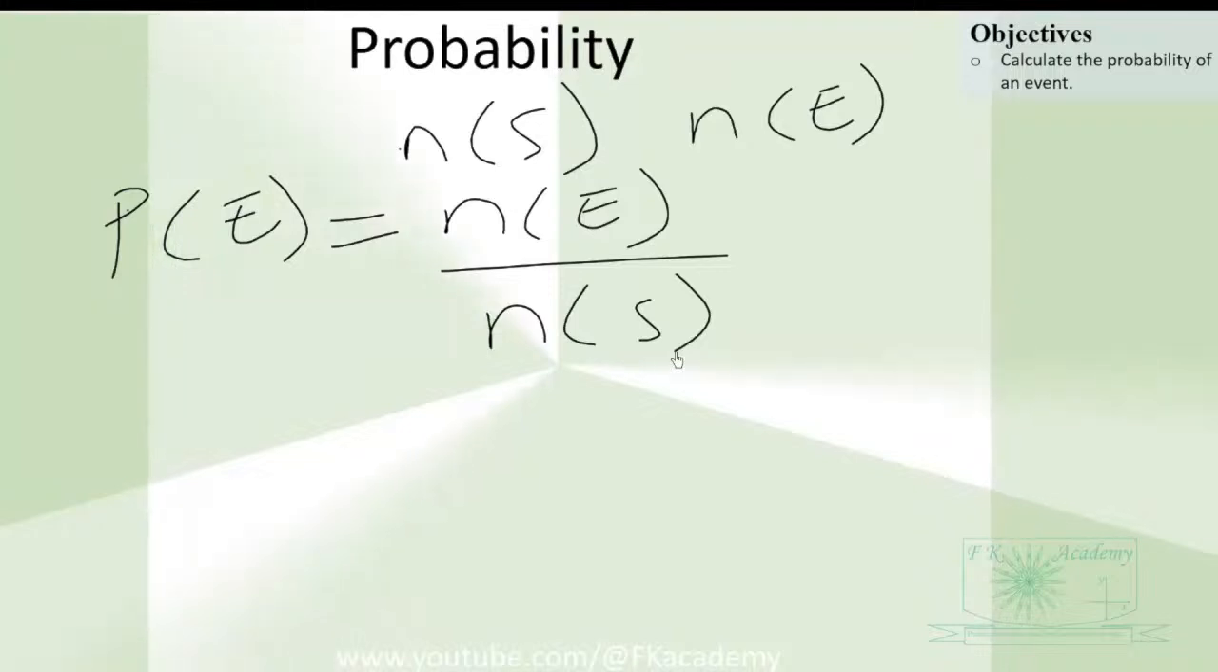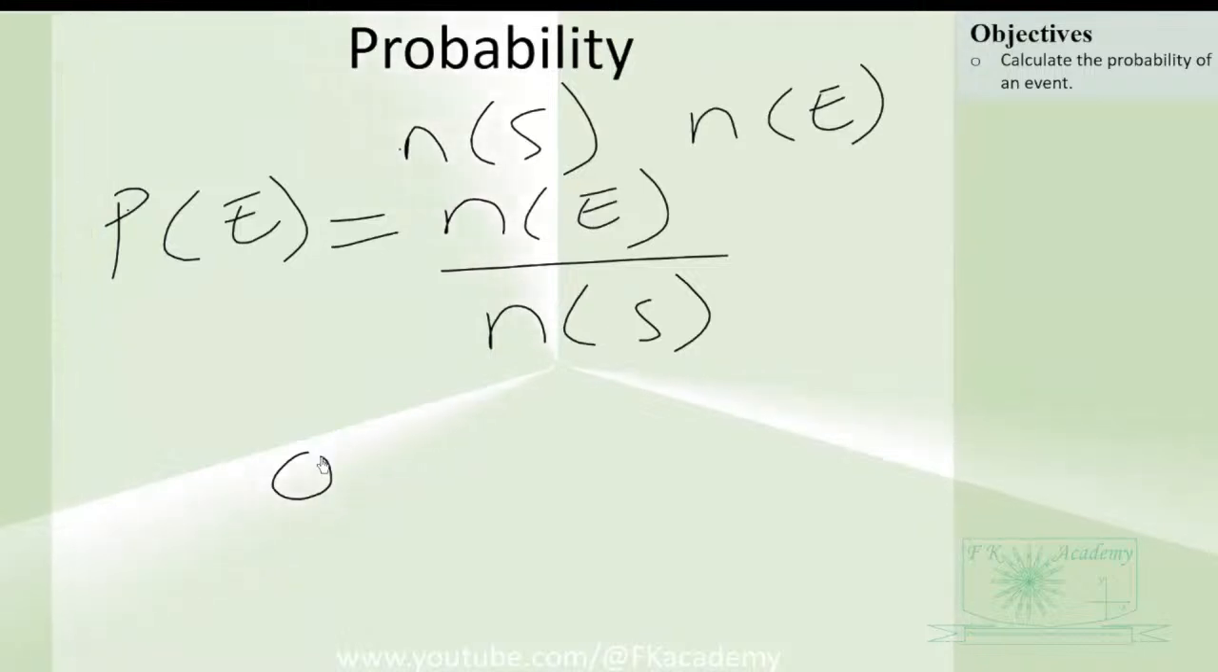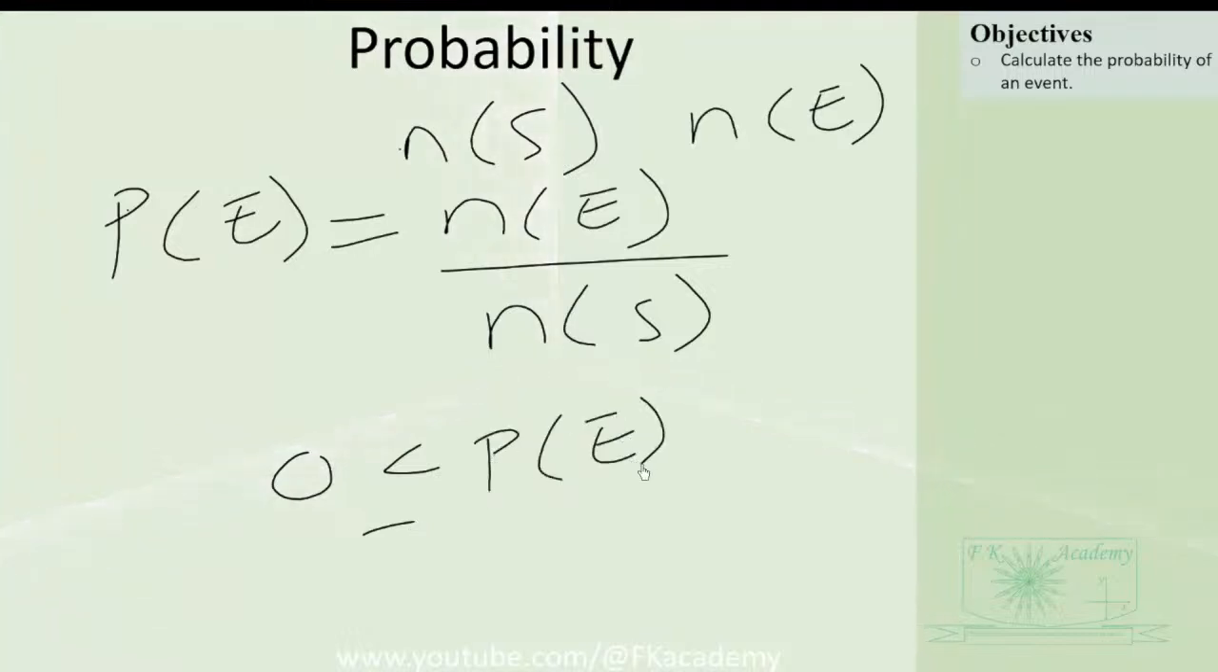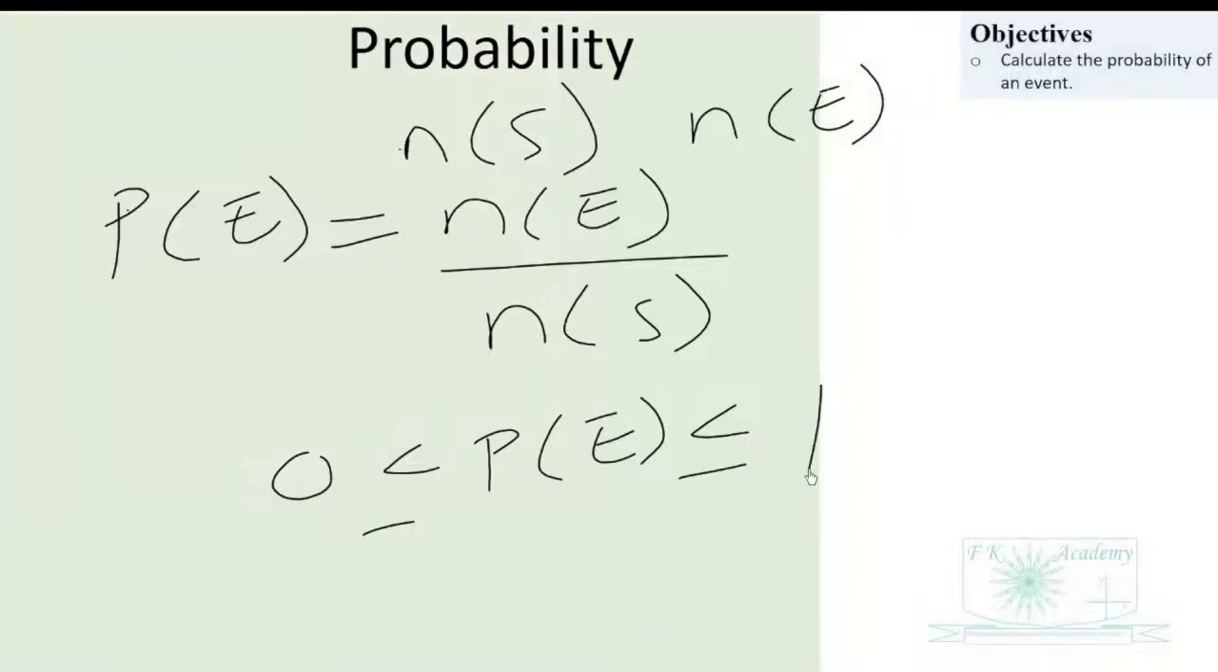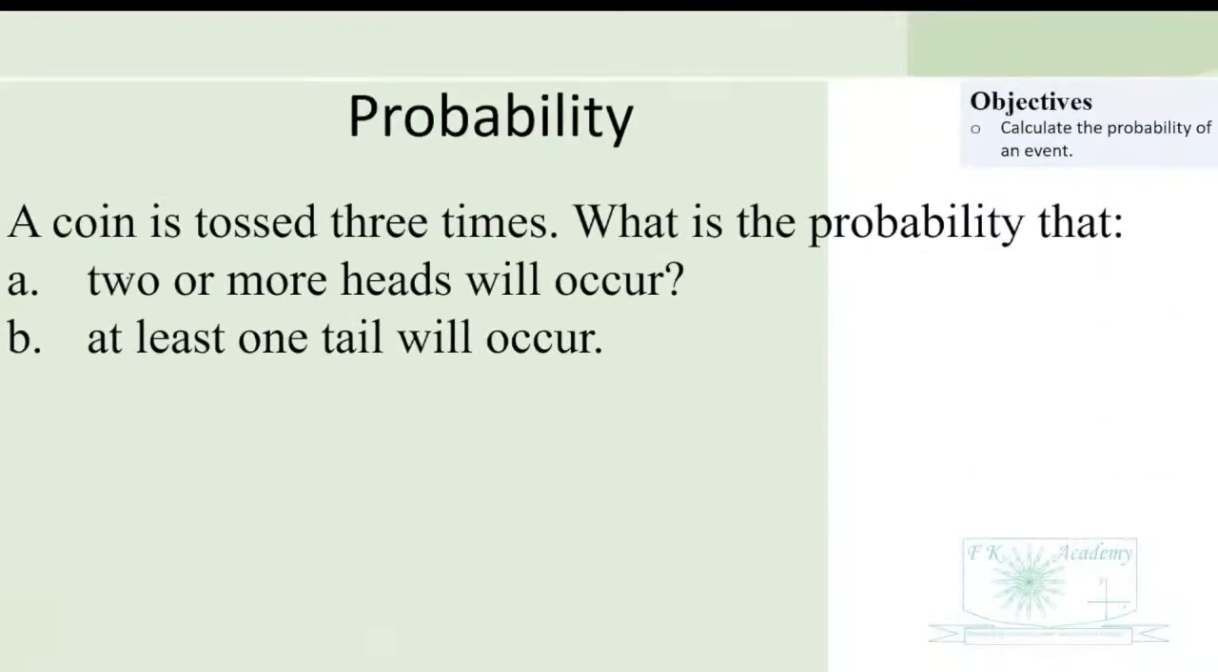where the sample space is all the elements under consideration. So we know that probability falls within this range: it is greater than or equal to 0 and less than or equal to 1. It cannot be more than this range. So let's take some examples just to kickstart.